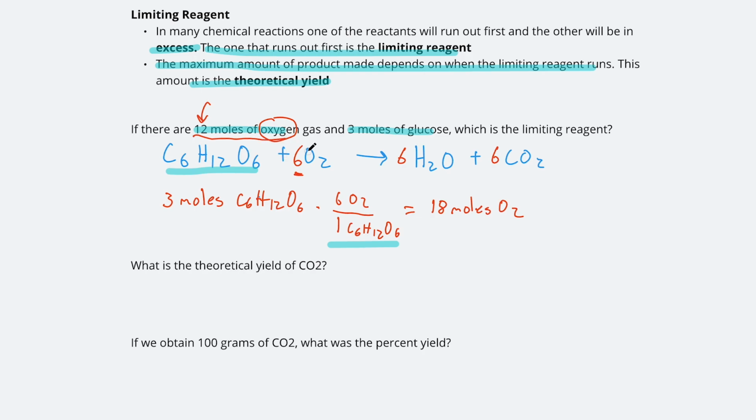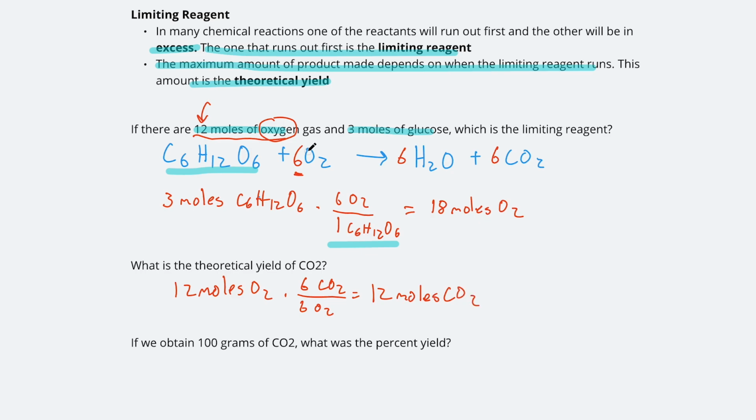So to figure out how much CO2 we can make, we need to take 12 moles of O2, and hopefully you can kind of predict what we're going to do here. We're going to multiply it by the ratio of the coefficient of what we're trying to solve over the coefficient of what we have. So we do 12 moles of O2 times 6 for CO2 over 6 for O2, which is telling us it's a 1-to-1 ratio. So that means we would get 12 moles of CO2.